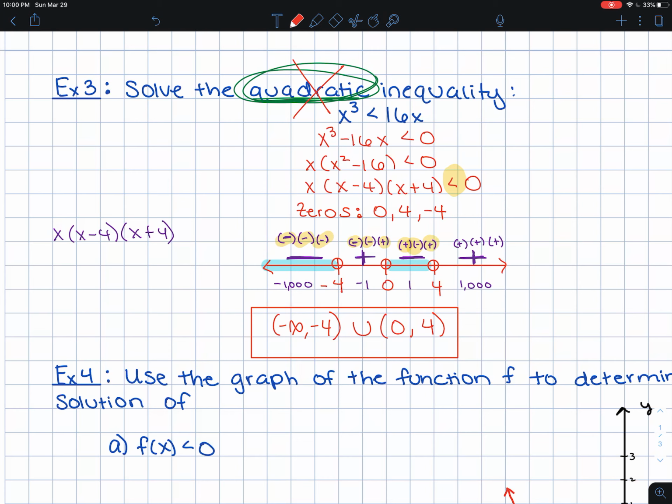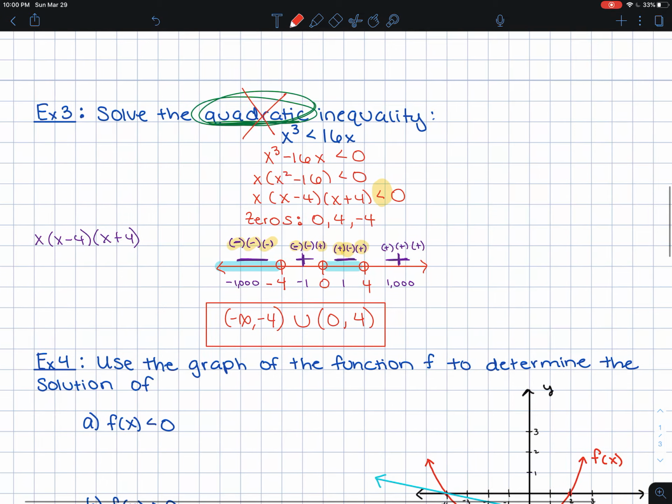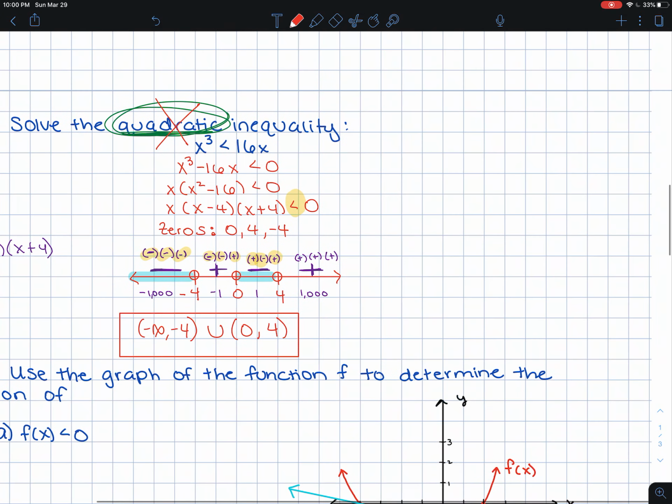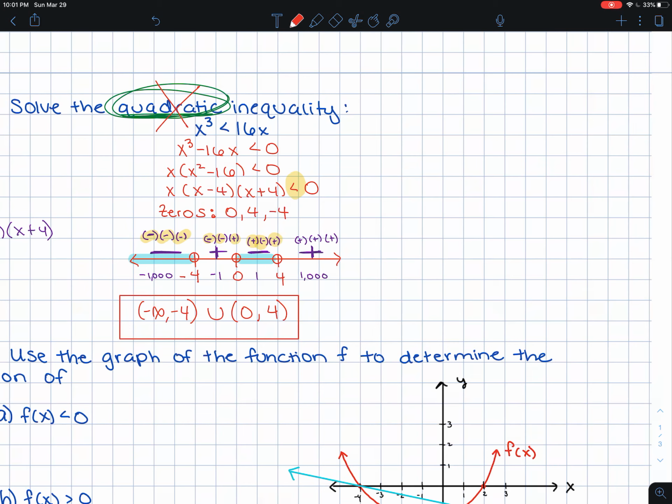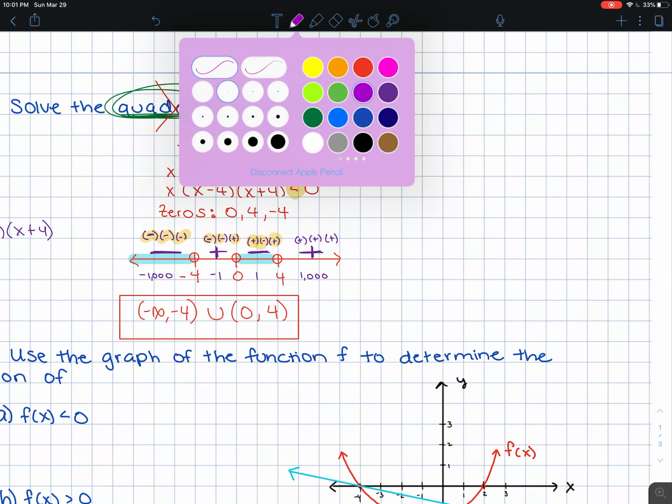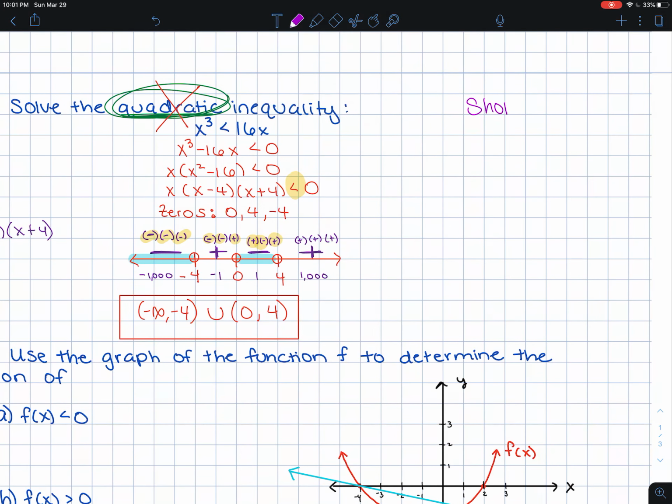Now, I did tell you in the first part that I was going to show you a shortcut. So here is my shortcut. I'm going to move to the side over here so you can see it. Let's do an example. It's easier to show my shortcut if I do an example, and then we'll go back to example 3. So I'm going to go ahead and factor this just like we would an inequality.